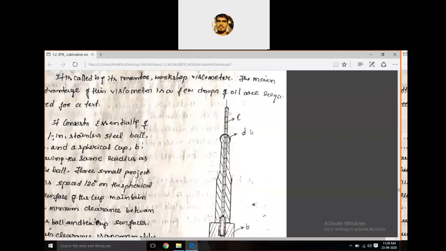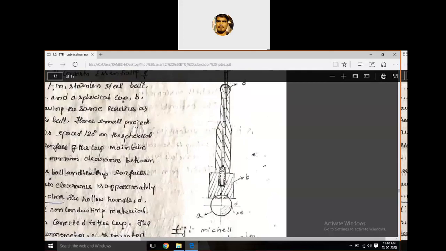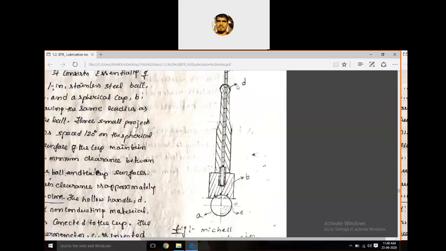So, to determine the viscosity of the oil, a small sample of oil to be tested is placed in the cup. The instrument is held in the upward direction, the entire instrument reversed. First, the spherical cup is on the top side. Then we place a few drops of oil whose viscosity is to be measured. Then we place the spherical ball. That A, the stainless steel ball, is placed on the cup.